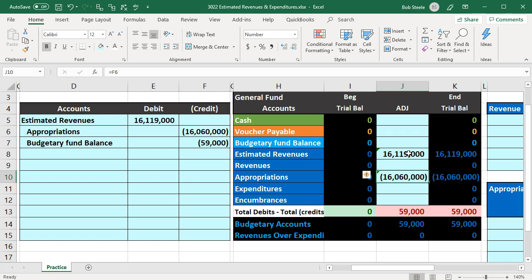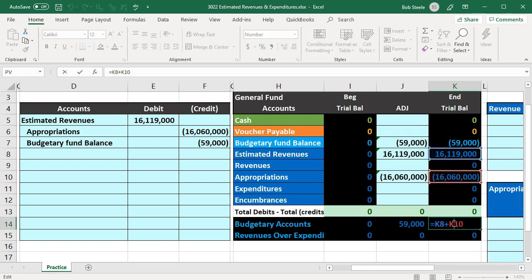And then we're going to have the budgetary balance, which is going to be up top, and this is going to be equal to the 59,000. So there we have it. We're back in balance here, and we basically posted the budget to the general ledger, or in essence, our worksheet here. This budgetary account then is going to be the difference between the two.